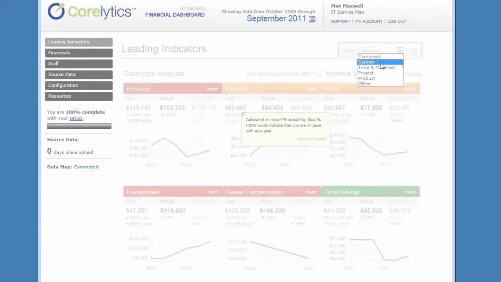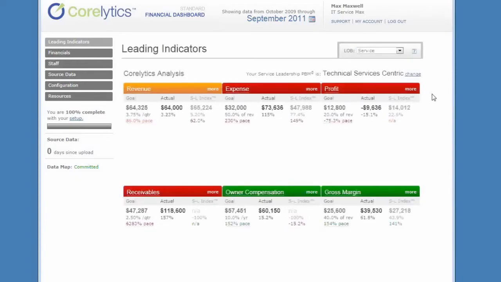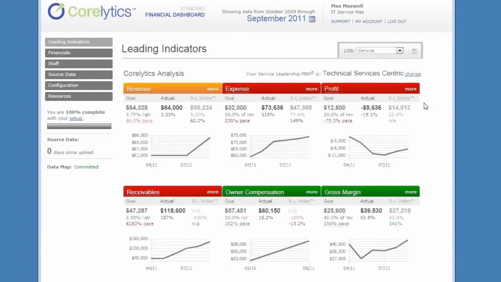And remember, you can change the line of business at any time here, and it will refresh. Now you're seeing the picture based on just the information for the service line of business.